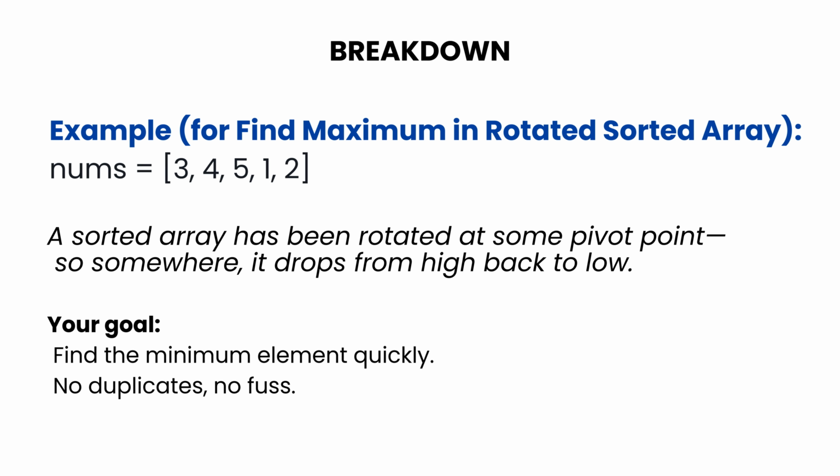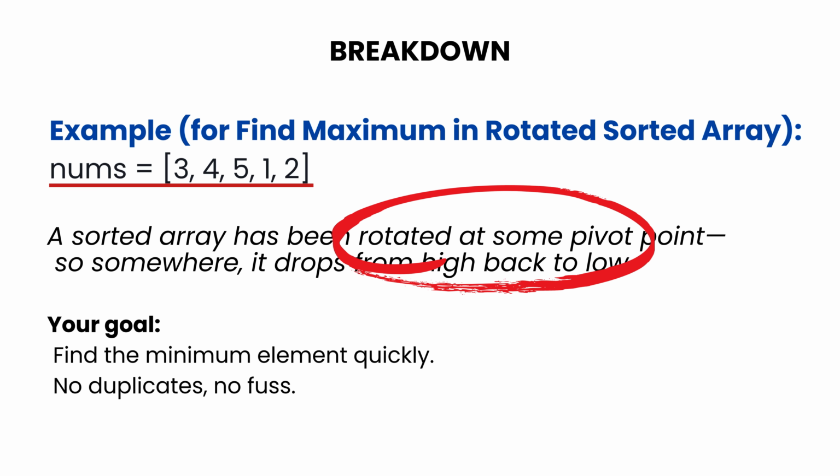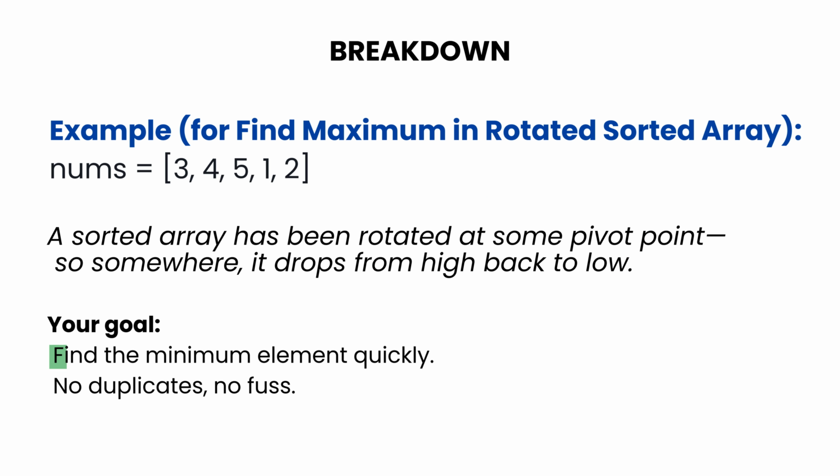You're given a sorted array that's been rotated at some pivot, so somewhere, the sequence jumps from high to low. Your goal: find the minimum value in the array, as efficiently as possible. The array contains no duplicates.